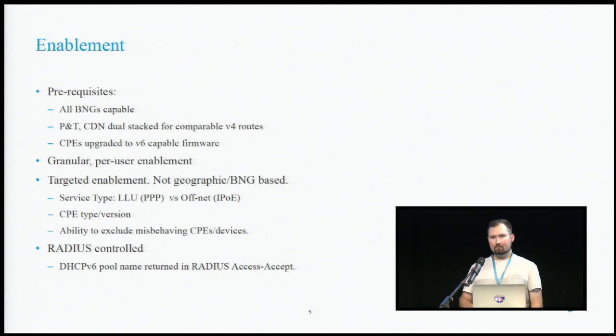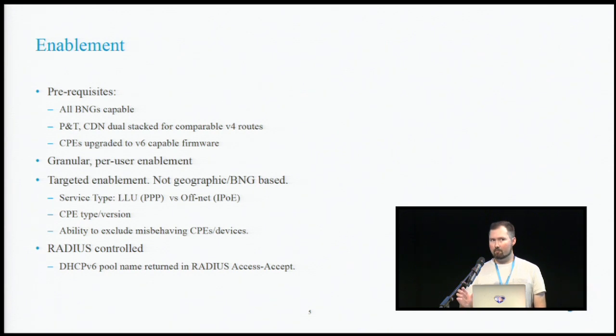To do the enablement, we obviously had to have all of our BNGs up to the right software release and pre-configured. We have about 120 odd of those around the network terminating subscribers, so there's quite a few to get up to speed with configuration. We then had to dual stack our peering and transit and our on-net CDNs and all that stuff. We needed to have comparable routes for both v4 and v6. We could not turn on v6 for all of our customers and then have them instantly turn around and complain that their internet started going slow.